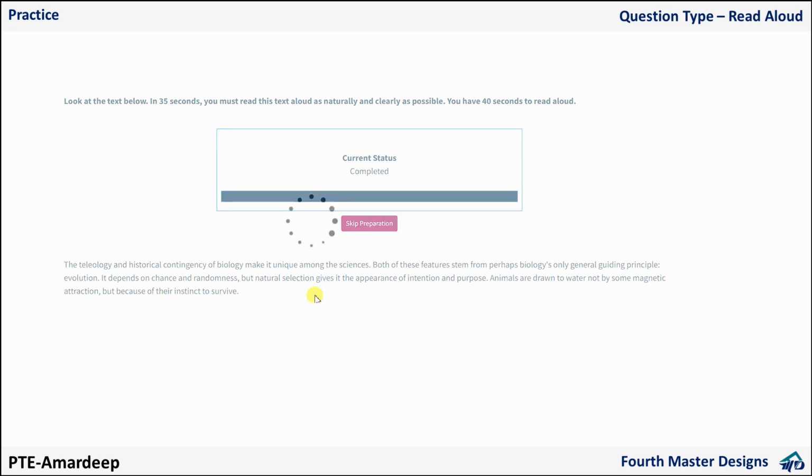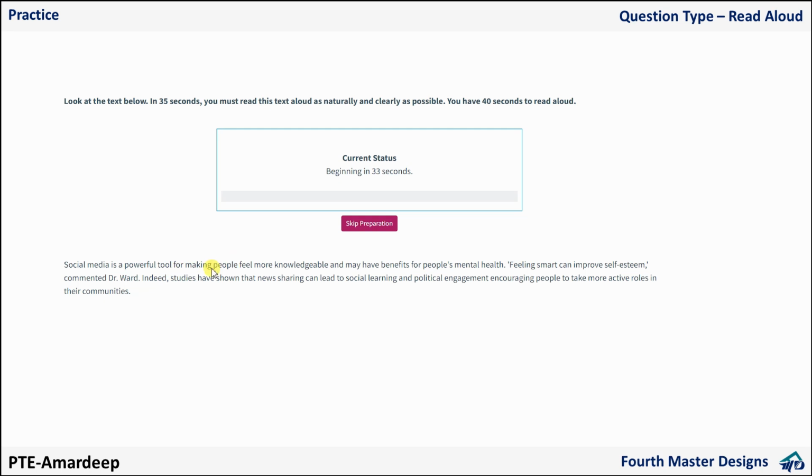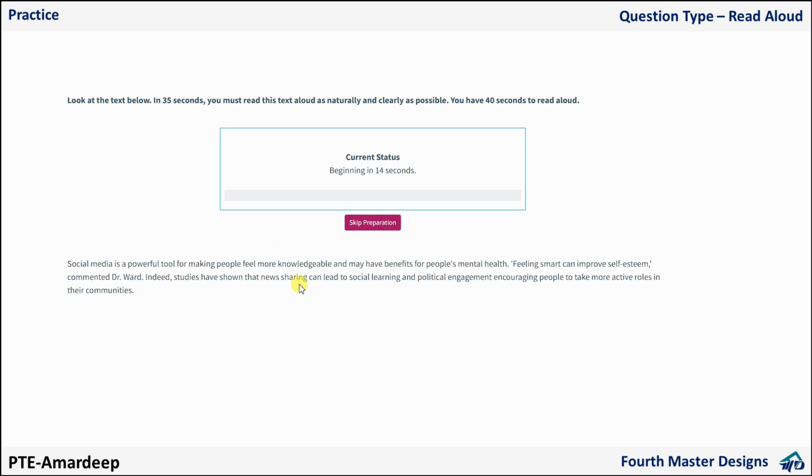So social media is a powerful tool for making people knowledgeable, benefits mental health, feeling smart, self-esteem, commented Dr. Ward. Indeed, studies have shown that news sharing can lead to social learning, political engagement, encouraging active roles in their communities. So in the exam, we won't be getting the option to skip. You have to wait for the recording to start. Okay. But I'm going to click on skip here.